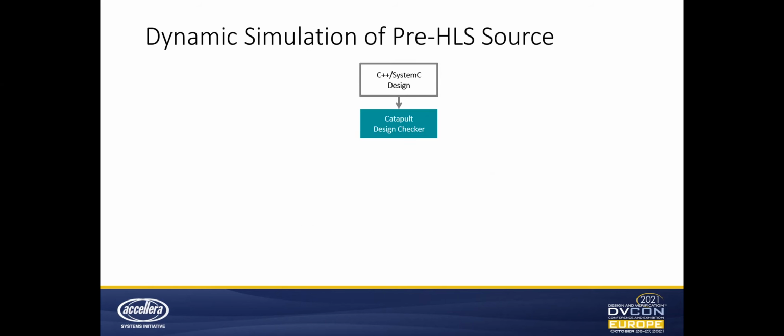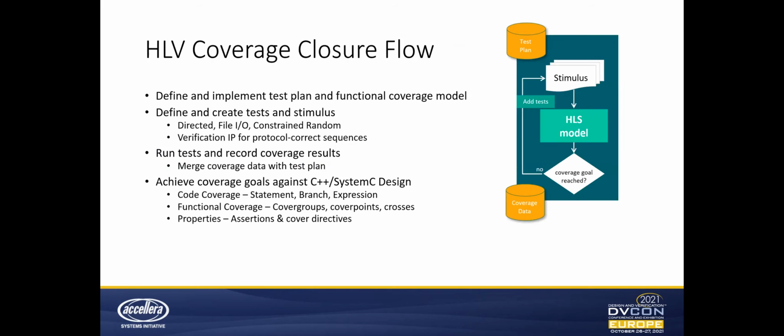All right, so with a base level of confidence that our Accelerator Design's SystemC source is in good shape, having pushed it through Design Checker, we can move into dynamic simulation. And at this point, I expect that the flow should start to look very familiar to many of you. So we continue to leverage tried and true verification approaches by first starting with the definition and implementation of a test plan and functional coverage model, followed by the creation of tests and stimulus that carry out that test plan.